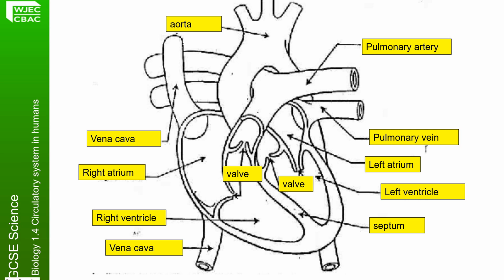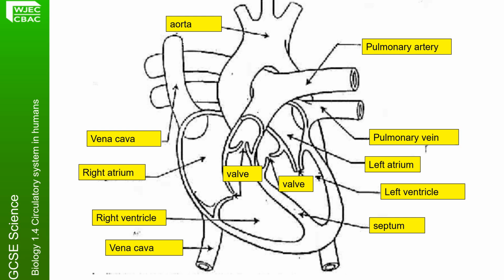Hello Year 10. This is the last lesson in the B1.4 Circulatory System booklet. You will need your booklet in front of you. Today's lesson is going to be a recap, revision and past paper question lesson.